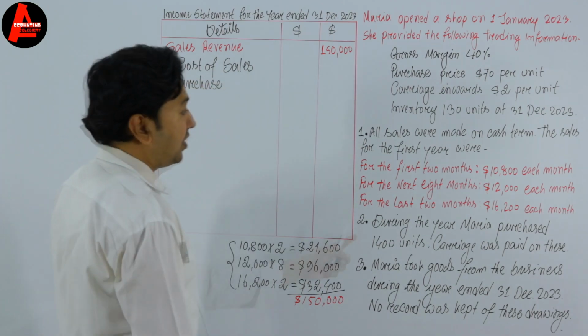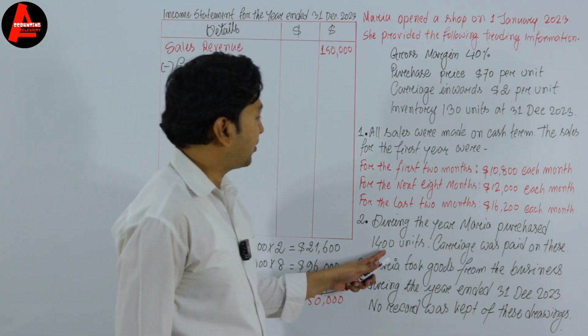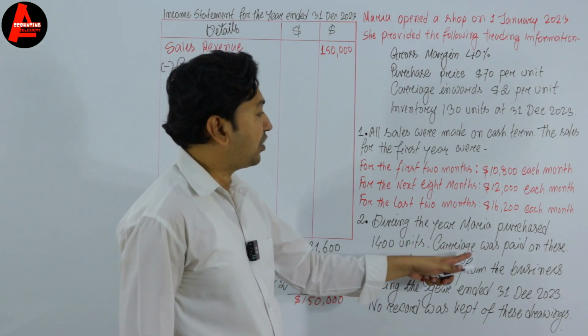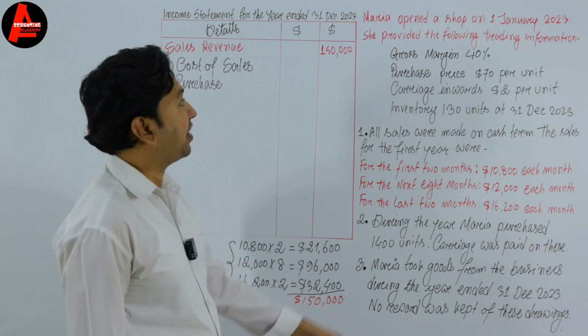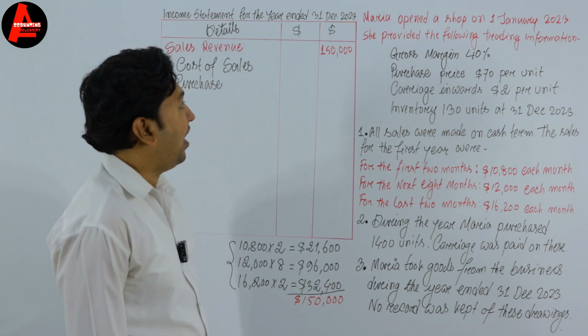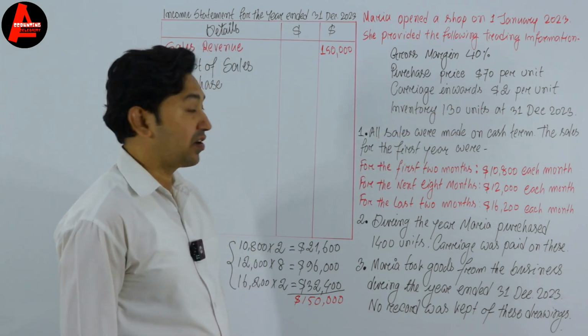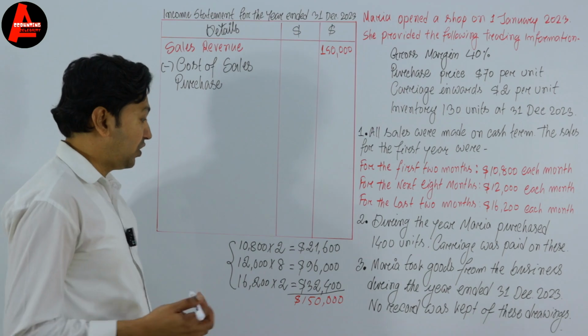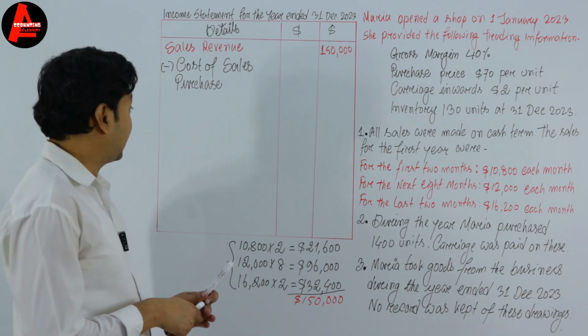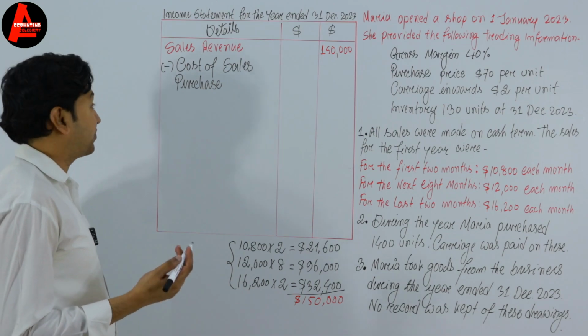So here we see number 2, during the year Maria purchased 1,400 units. Carriage was paid on them. Okay, so carriage was $2 per unit, and purchase price was $70 per unit. So 70 plus 2 equal to 72. Don't forget we need to add carriage to the purchase price.